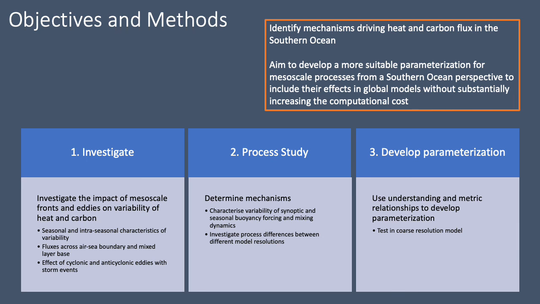Our first priority is to investigate the impact of mesoscale fronts and eddies on variability of carbon and heat, then proceed to a process-based study where we determine the mechanisms that drive those, and lastly we want to develop a parameterization and test it in coarser resolutions and in global Earth system models.